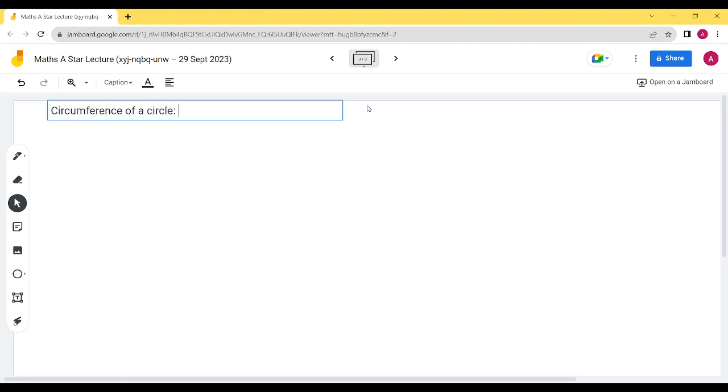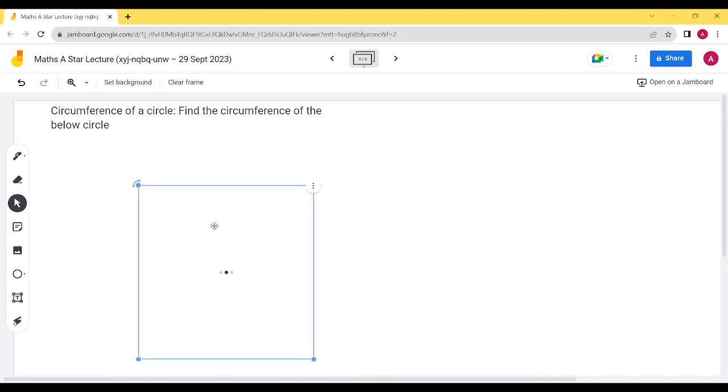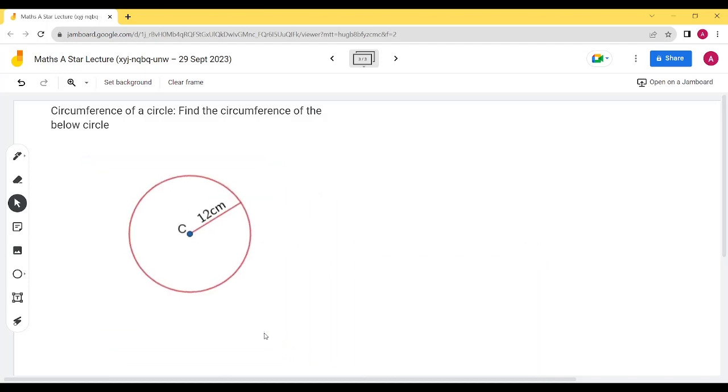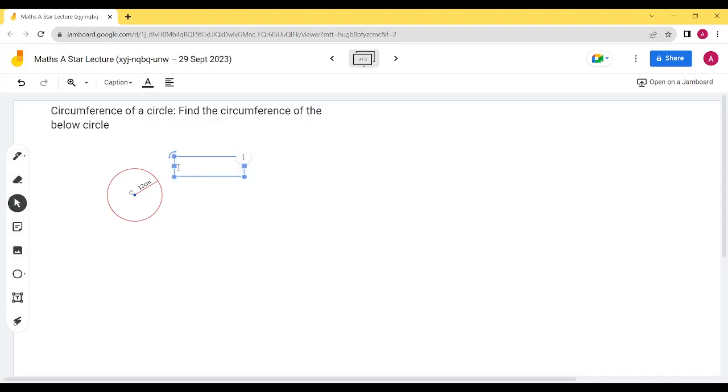So we've got a question here. It's just find the circumference of the below circle. And here we've got a shape, we've got a circle, it's got a radius of 12 cm. We will say again, give your answer to 1 decimal place.